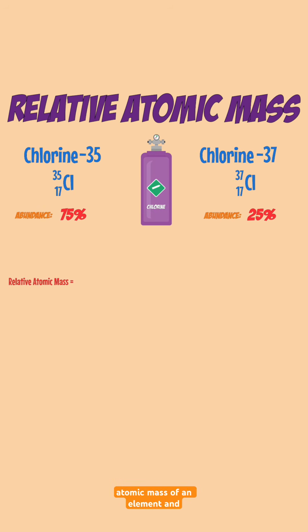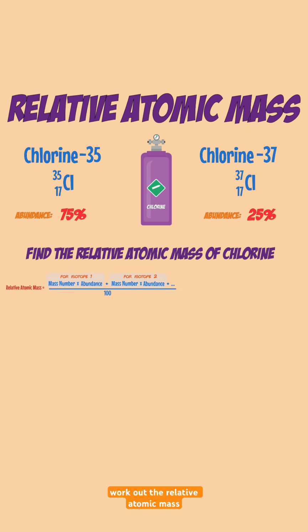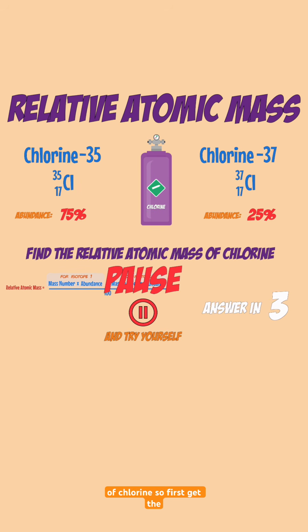So to find the relative atomic mass of an element and take the abundances into account, you need to multiply the mass number by the abundance for each isotope and add them together. You then divide the whole thing by 100. So using this equation, try and work out the relative atomic mass of chlorine.